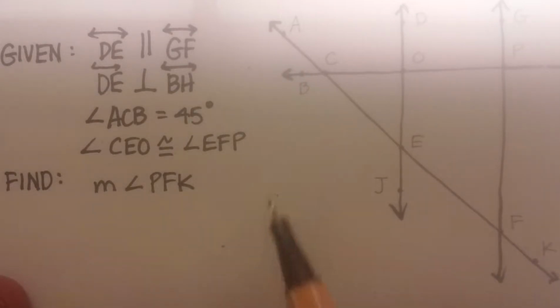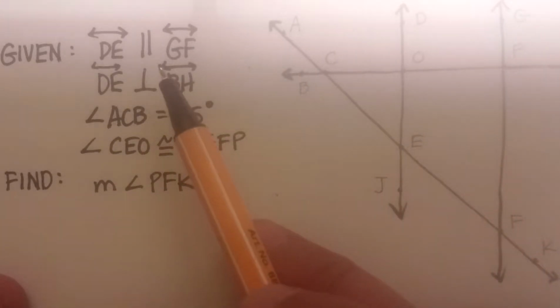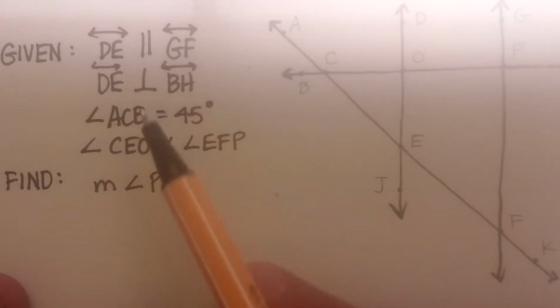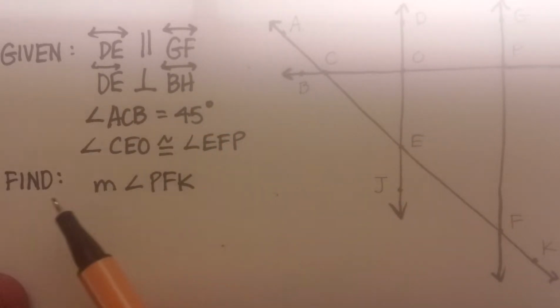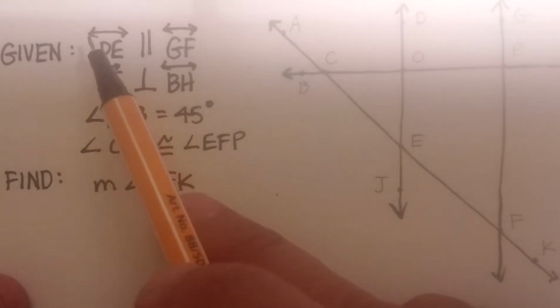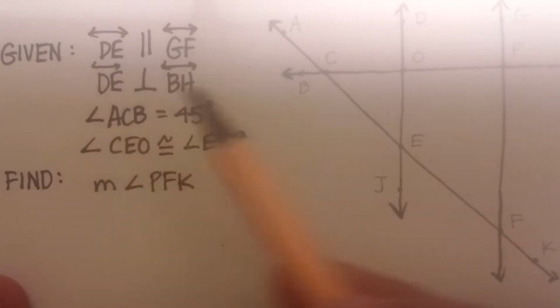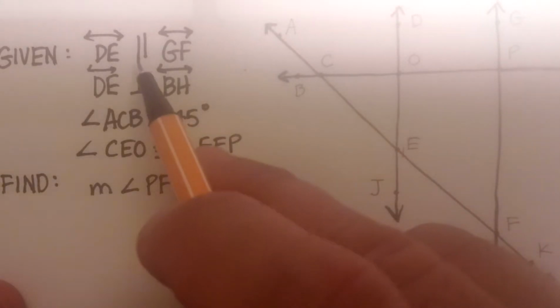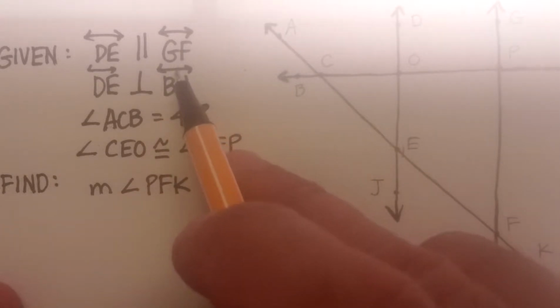Again, remember the clue is always to look at the givens and then to mark up your figure with the information that's given over here. And you usually should be able to figure out a pathway to get to your final answer, what you're trying to find. Okay, so let's start interpreting what we've got up here. According to this, line DE, there it is right there, is parallel, that's what the symbol means, to line GF.